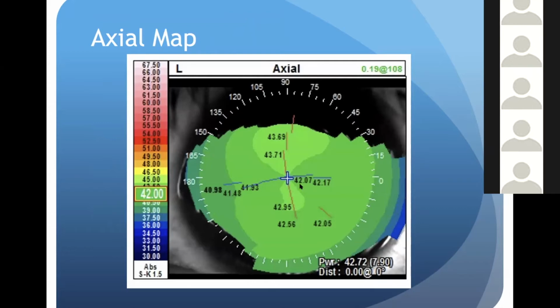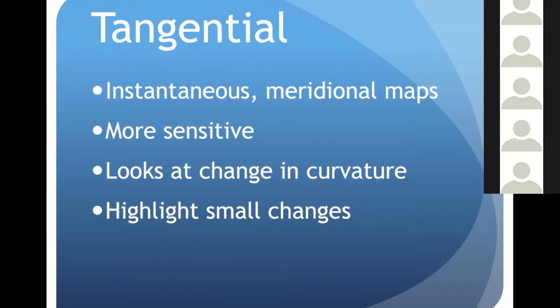The other way you can look at it is it's like a topography map. You know, the surface of the land is green because there's grass there. And if you go below the surface, it turns blue, and the hotter colors are the higher numbers. So this is a fairly normal looking axial map. The other interesting representation is what we call tangential. It's also been called instantaneous or meridional.